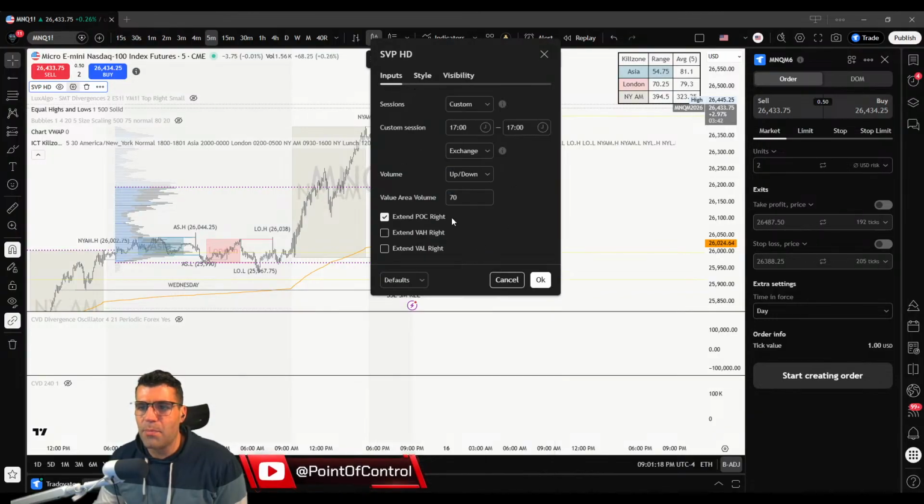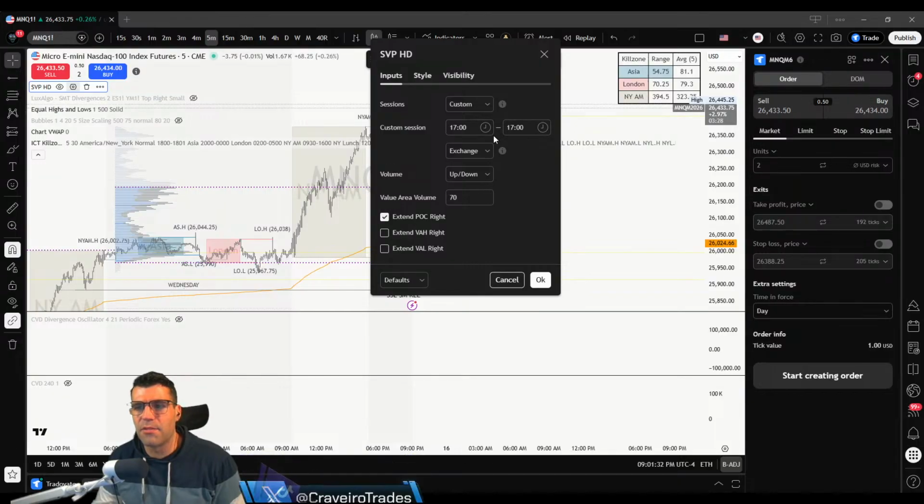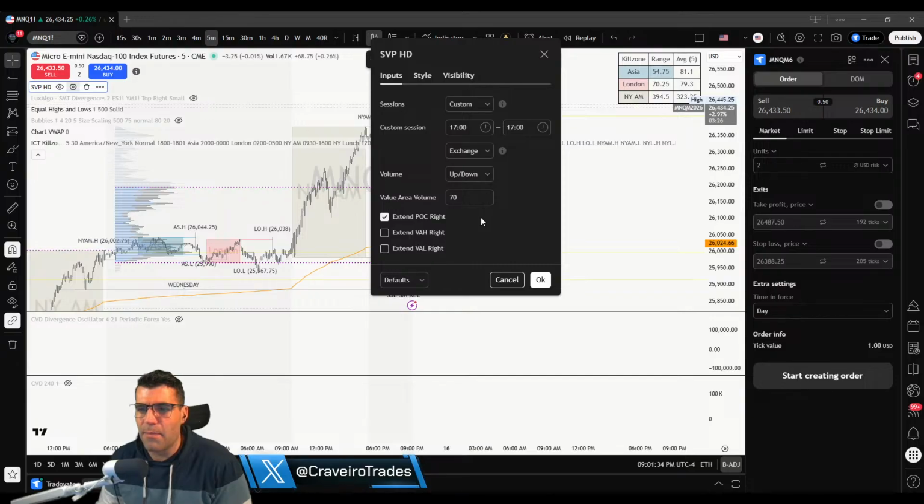All right. Inputs. These are my times. I do market to market, exchange, up, down. This isn't perfectly the end or open of the day, but I've just come to notice that the chart doesn't perform well unless you use these times. It will be overlapping with another one. So I do 17 to 17, custom up and down. I don't want to do total or delta. I want the up and down selling volume. I leave this alone at 70. It should be their preset. Extend POC right. You could do extend value area high right, whatever you want.